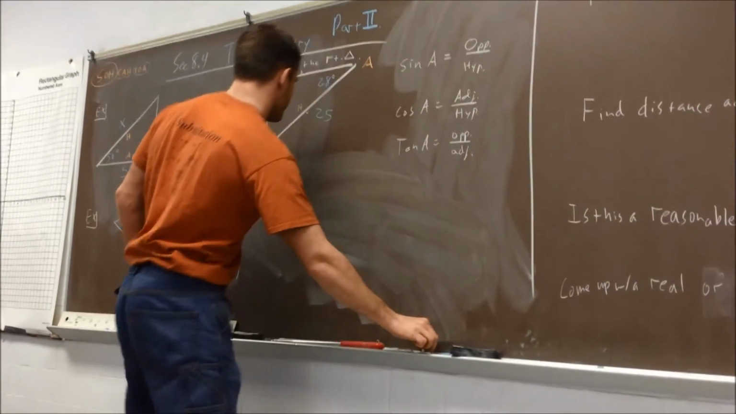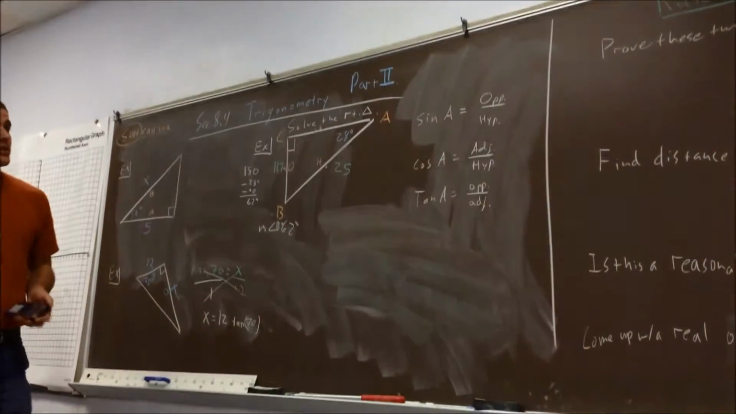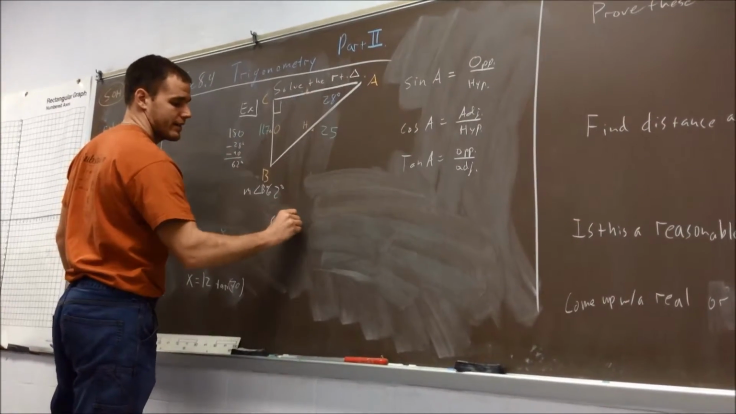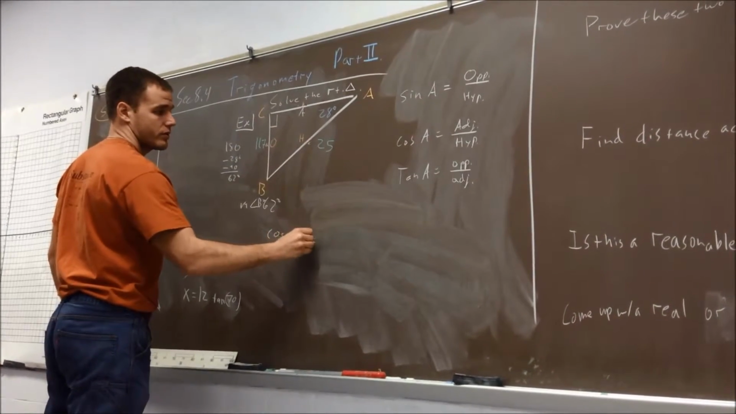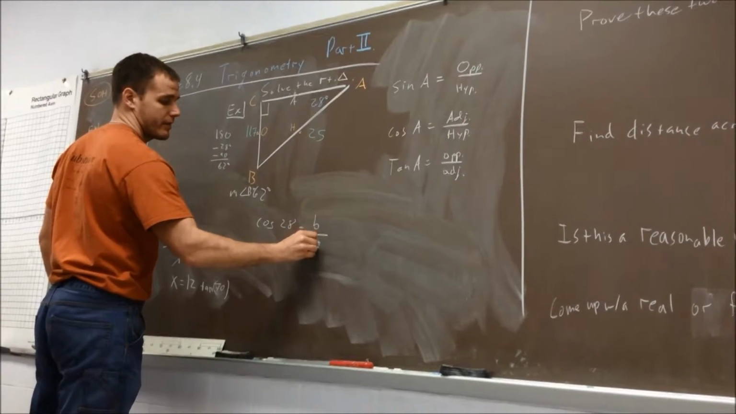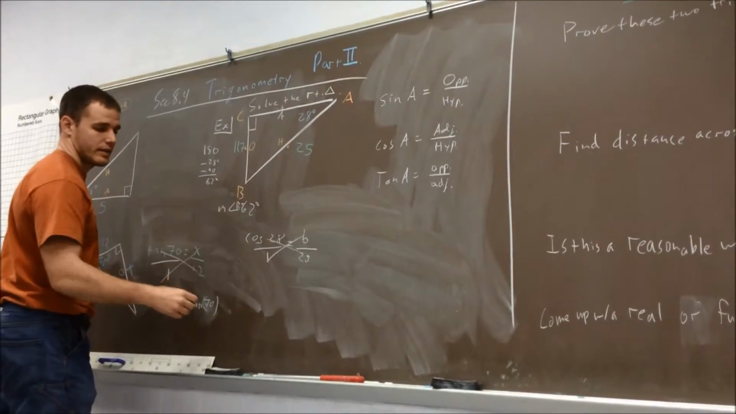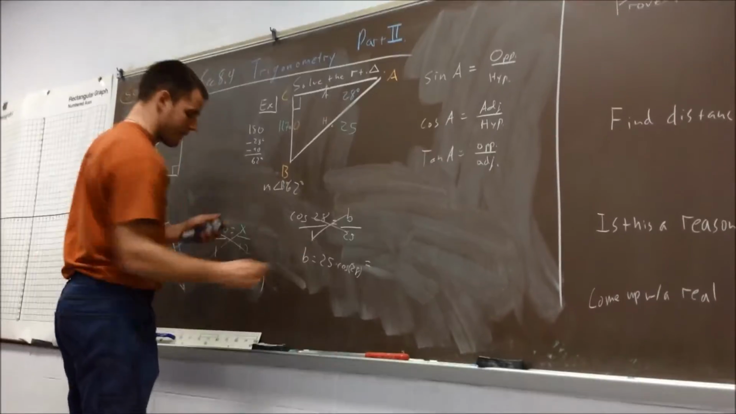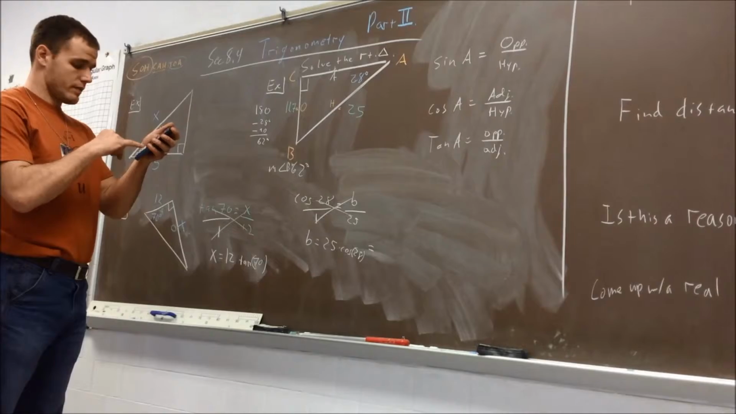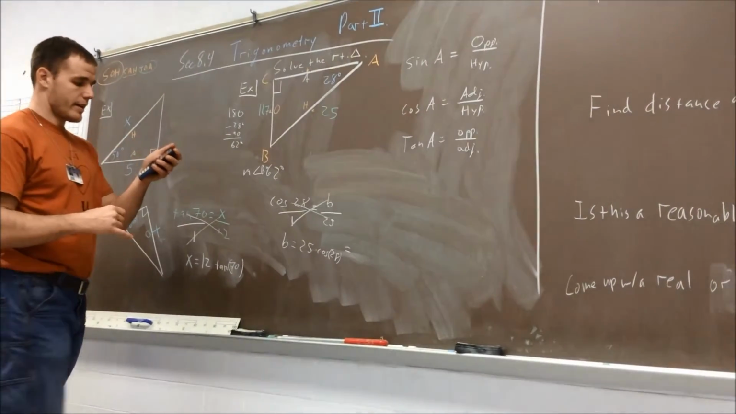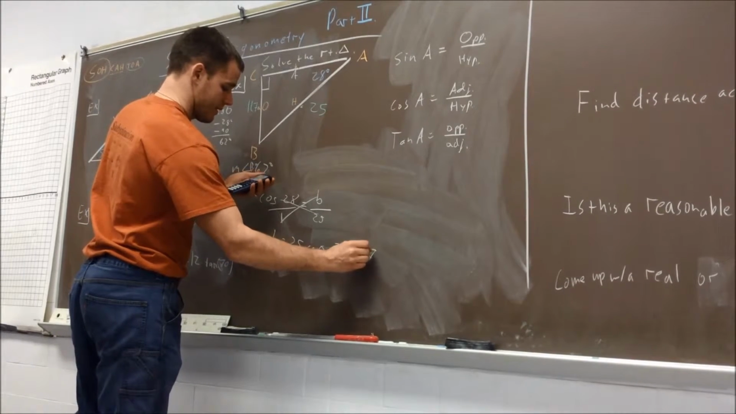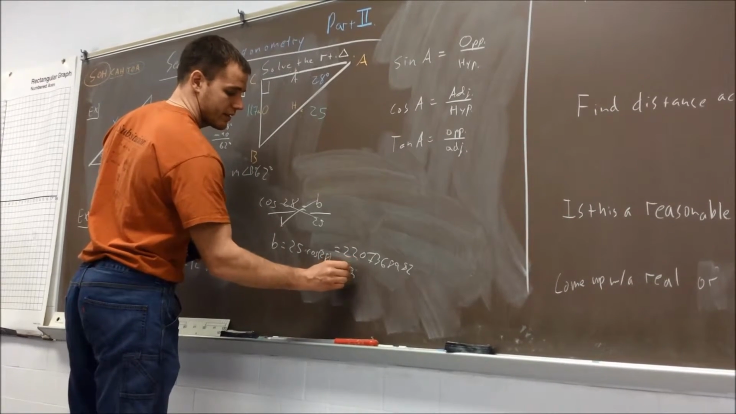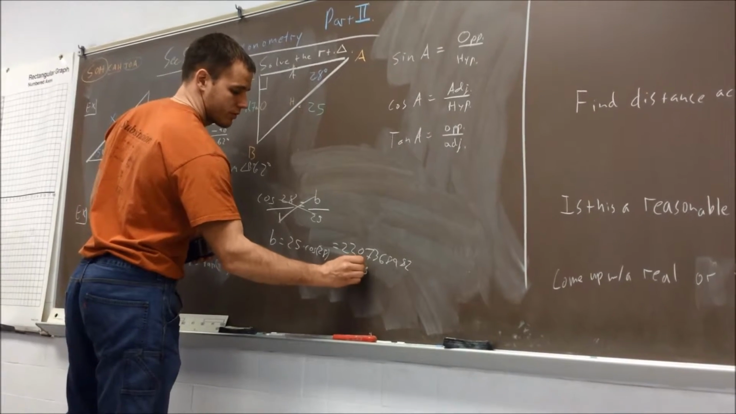All right, so to find the last one here, you can really do it either way. Let's go ahead and we'll set it up both ways. The cosine of 28 is adjacent to the hypotenuse. So little b over 25. If we cross multiply, I'm going to do the other way. b is equal to 25 times the cosine of 28. Type that in my calculator. And I get 22.07368982, or approximately 22.1.